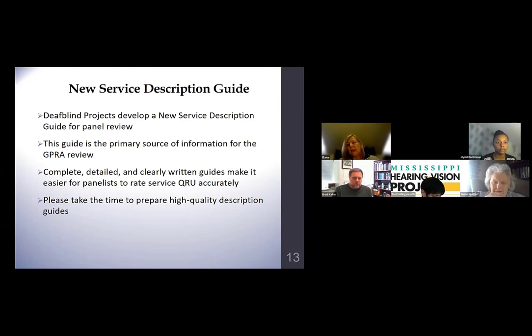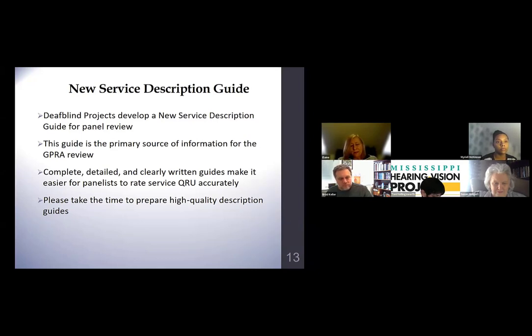So when you submit a guide, it has to stand alone. It can't say, for example, see the attached PowerPoint or go to this URL to see the service. It has to be complete in and of itself. That said, we do find that the panelists really do like to have supplemental material. So if you have PowerPoint slides, you can include those. If you have a recording of a webinar, you can include the link.